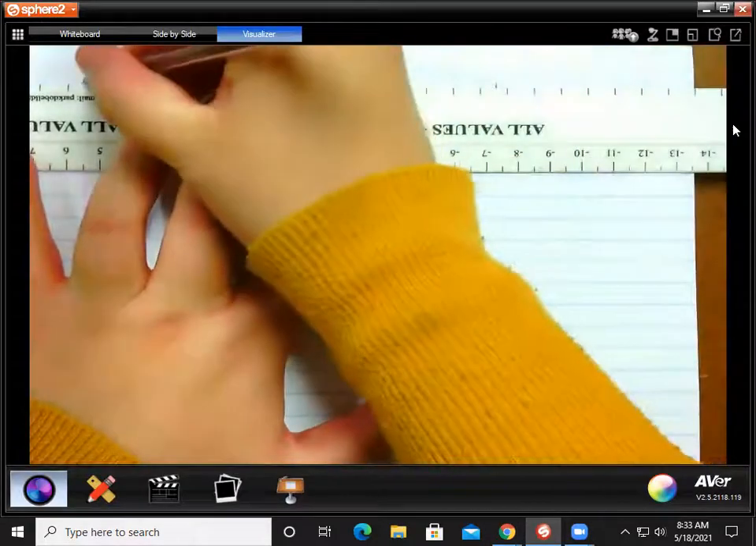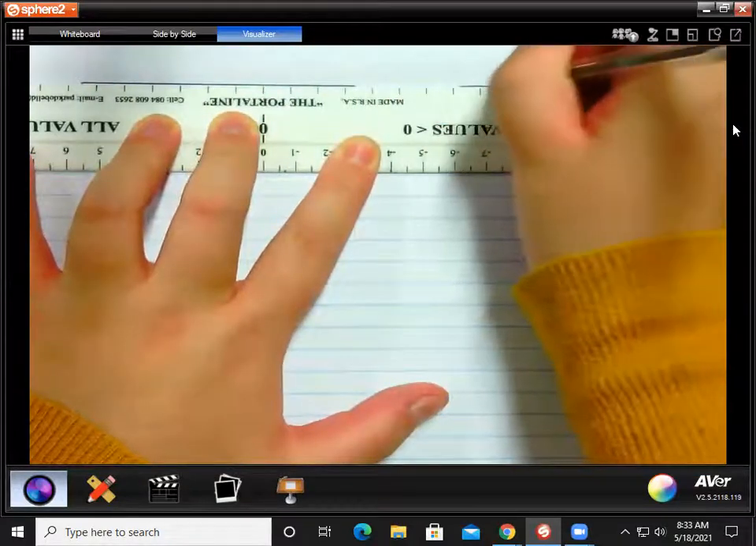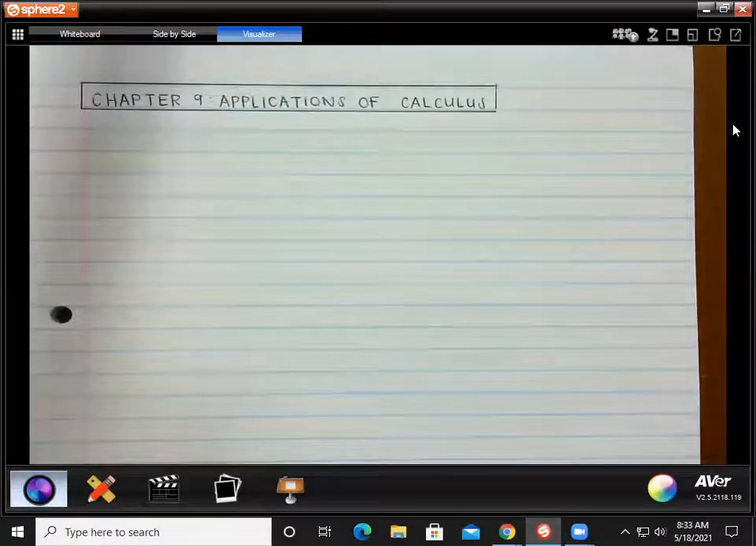Yeah, so remember all graphs are paper 1 except for trig graphs. Those are the only paper 2 ones, yeah.